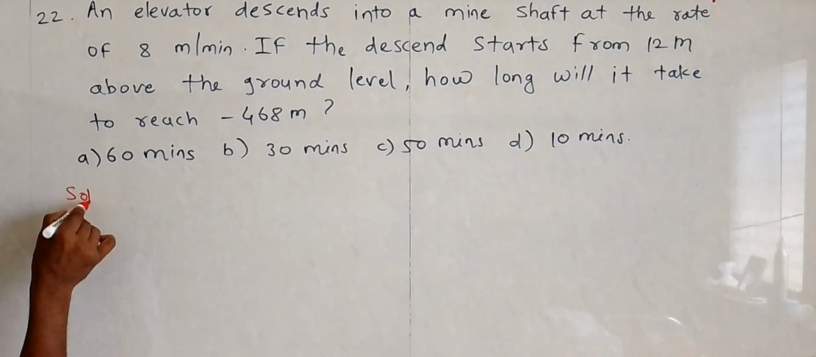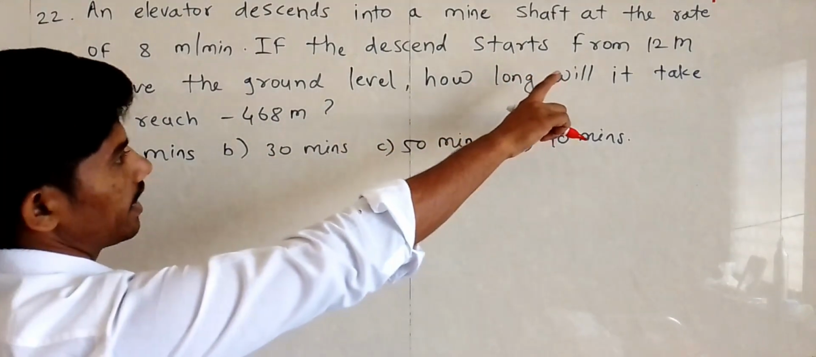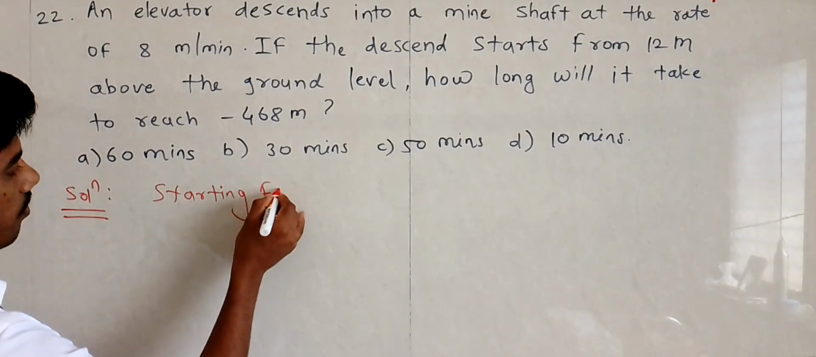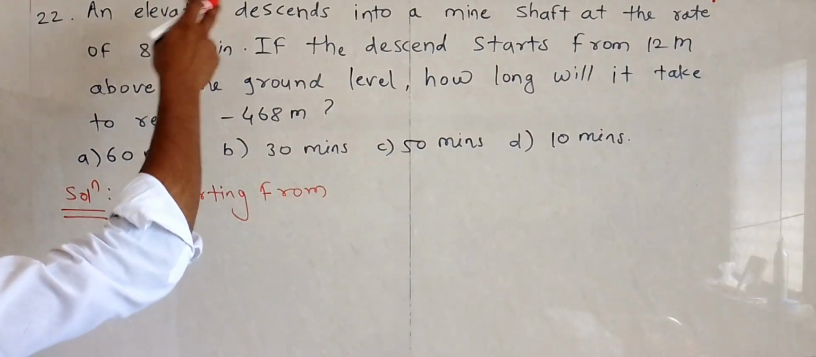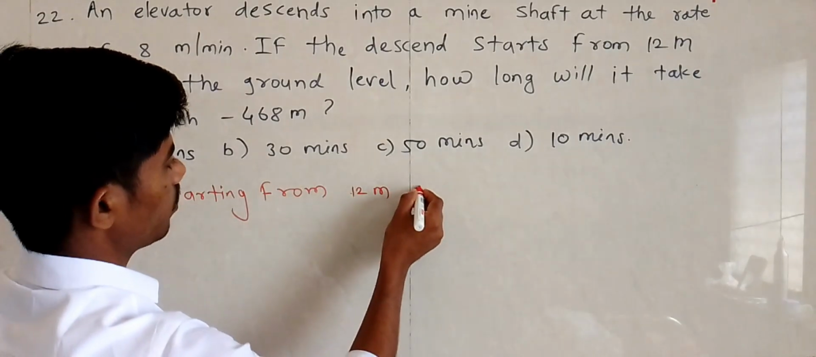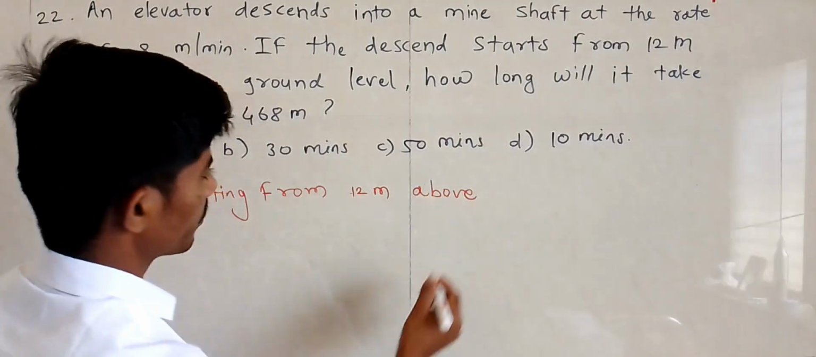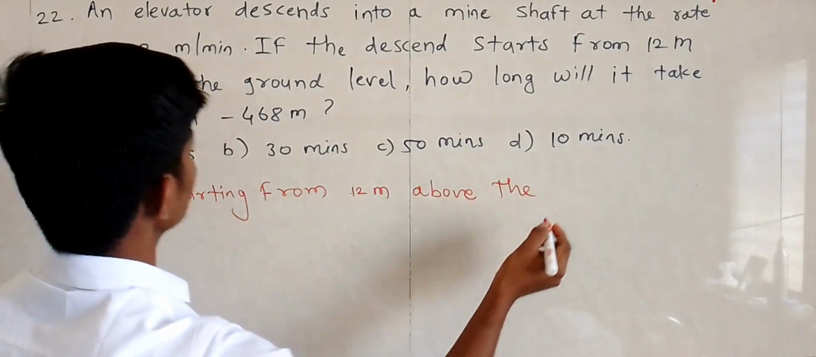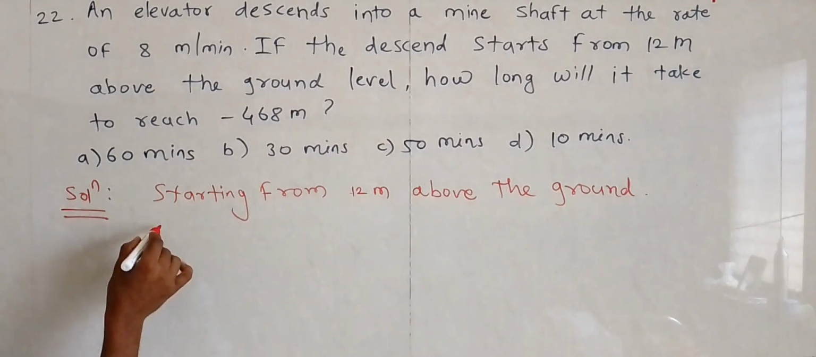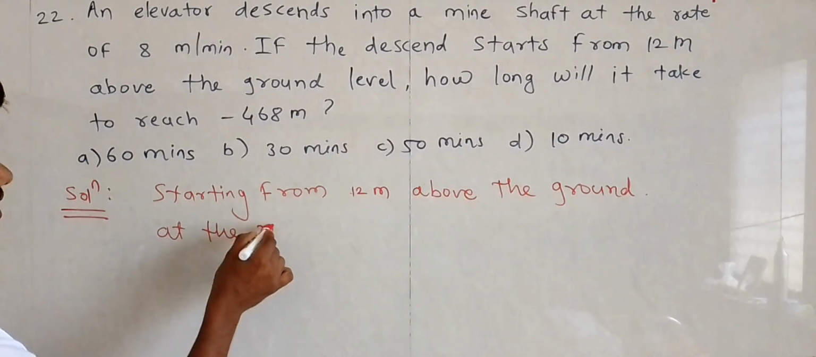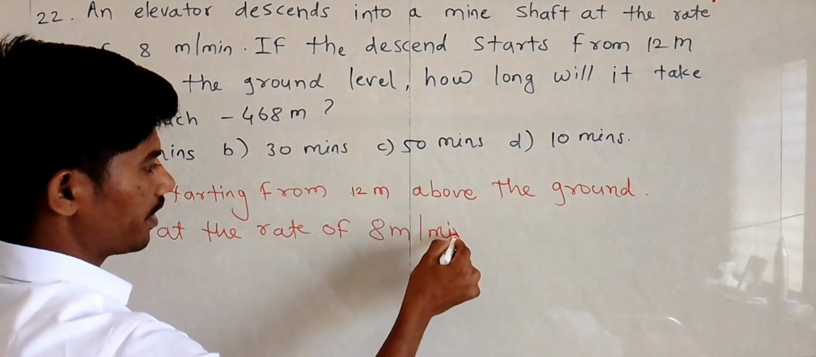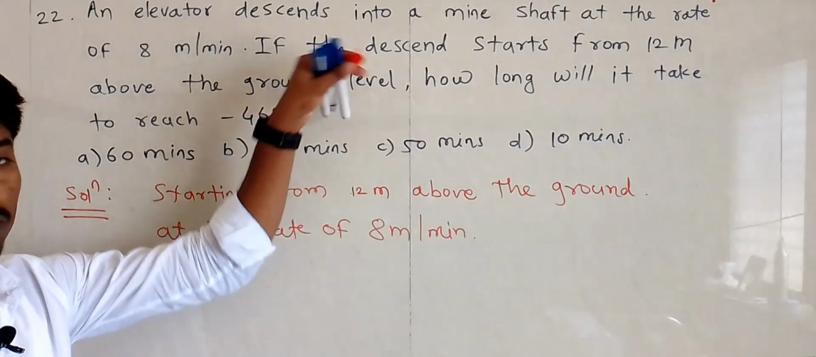In a solution we can mention that an elevator is starting from 12 meter above the ground, at the rate of 8 meter per minute. So this is the basic information in the question.